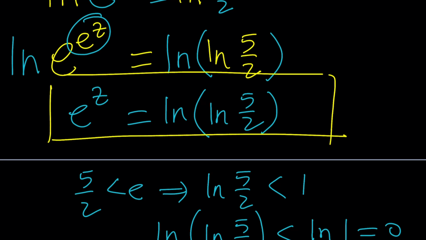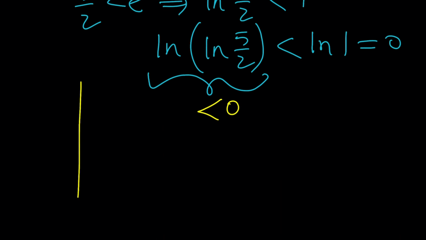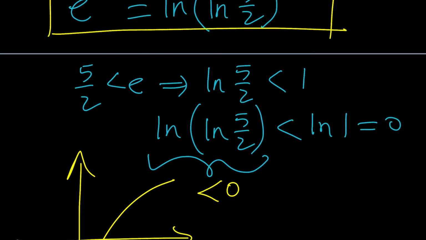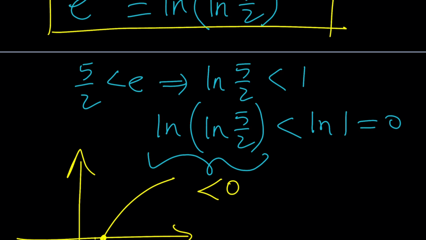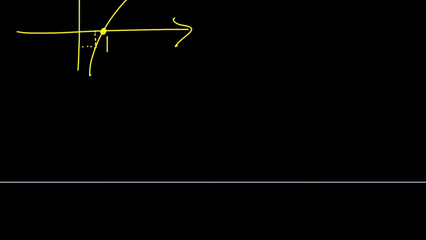Again, we arrive at the same thing. And if you also think about it, like if you graph the ln function, the graph of ln, you'll realize that ln 5 halves is less than 1, right? So ln of a number less than 1 is going to be negative. Make sense? I hope that makes sense. So we have to be very careful while solving this problem.